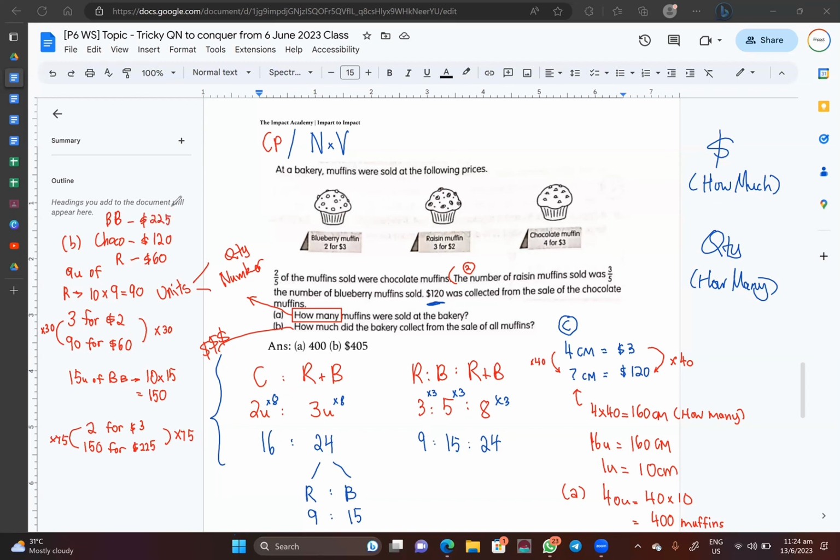Now, the question is asking us for the total, right? They ask for all, correct? So all you have to do is simply add all this up together. Can you all see this? I'm going to add everything up together. And when I add them up together, I will get a beautiful answer of 405. Okay, and therefore this is my answer for option B.